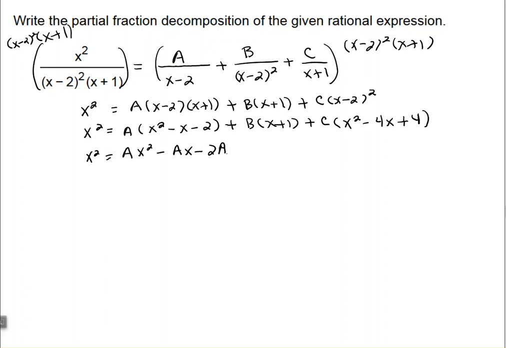Okay, so I'm going to clear my parentheses. And then I'm going to rewrite that left-hand side in descending order and the right-hand side as well. I have a couple of missing terms that I'm going to add in on the right-hand side. So I start off with x squared. So I'm going to add in a 0x and a 0 for the constant.